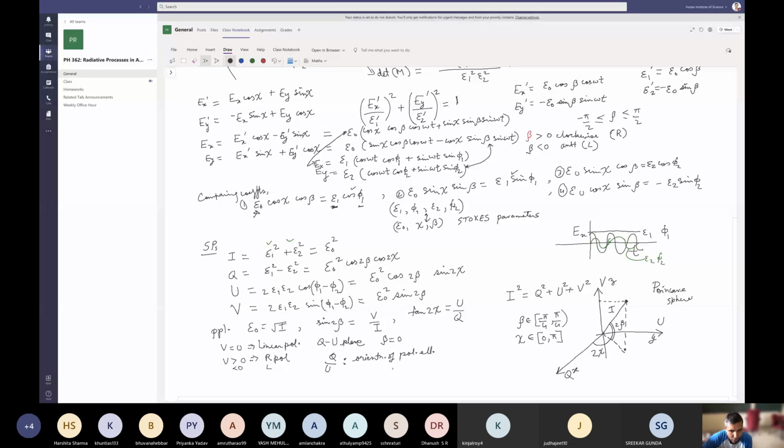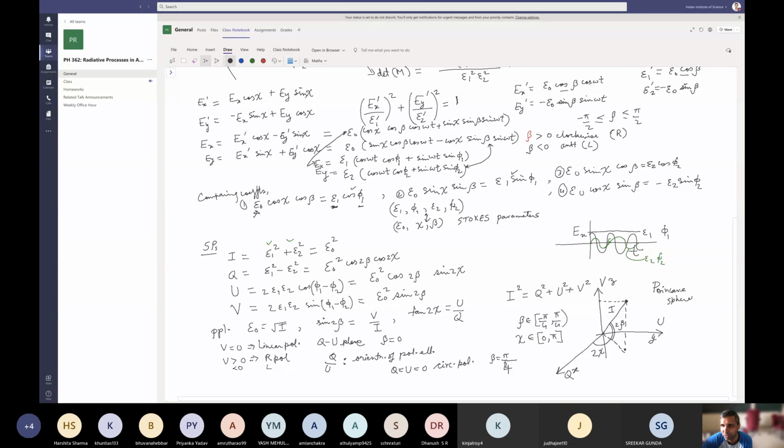And so Q equal to U equal to 0 corresponds to circular polarization. What is circular polarization? The minor and major axes are equal. So basically beta equals pi by 2. And you can actually see in this diagram, sorry, beta equals pi by 4. Pi by 4. Yes. Because that's when your cos beta and sin beta are equal.